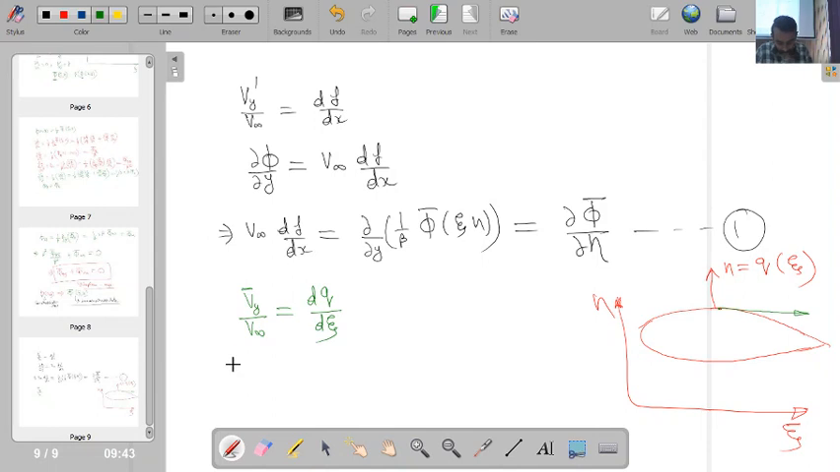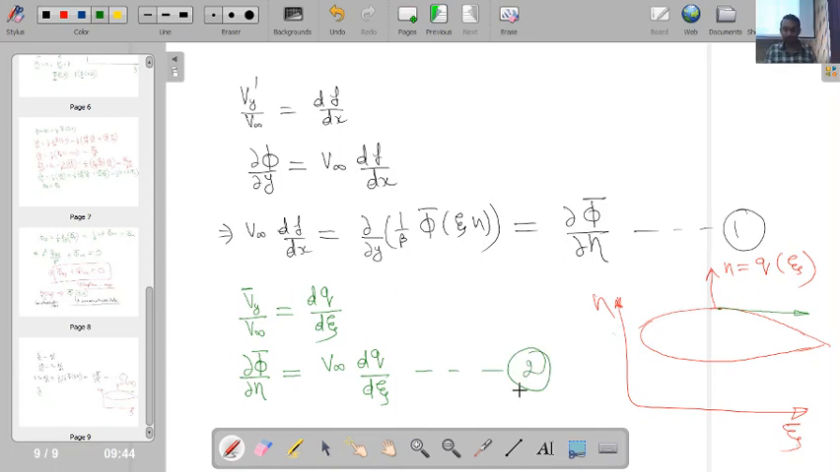Okay, so from here, what is v bar y? V bar y is nothing but the y component of perturbed velocity, and this is in which plane? Zeta eta plane. So if it is in zeta eta plane, then I can write it as del phi bar by del eta. So del phi bar by del eta equal to v infinity times dq by dz. Okay, is this point clear?